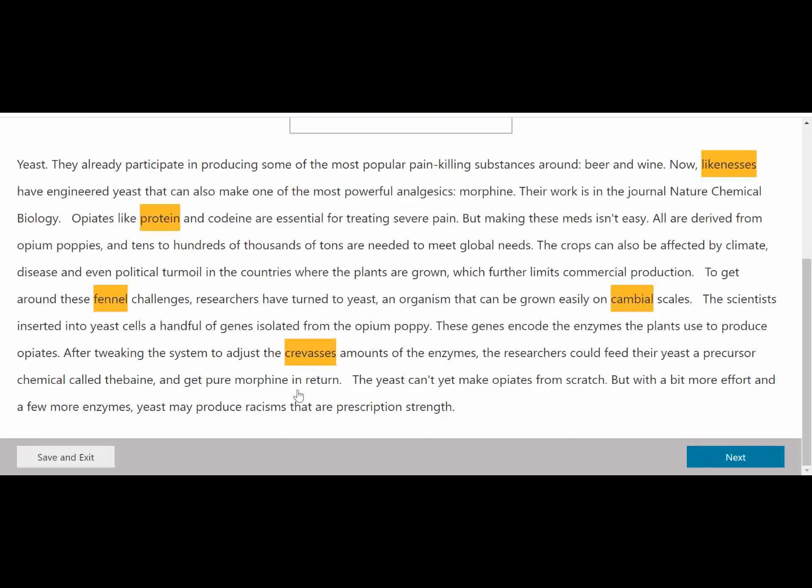The yeast can't yet make opiates from scratch, but with a bit more effort and a few more enzymes, yeast may produce painkillers that are prescription strength.